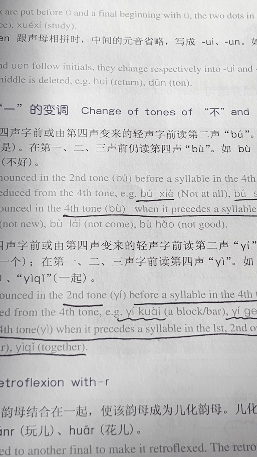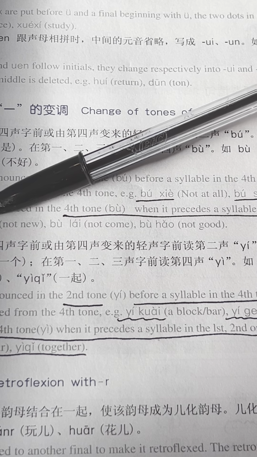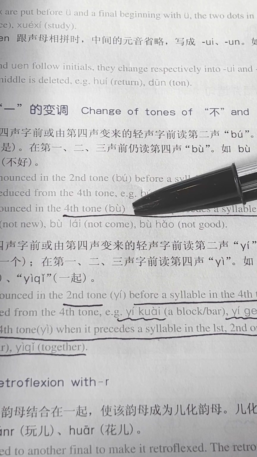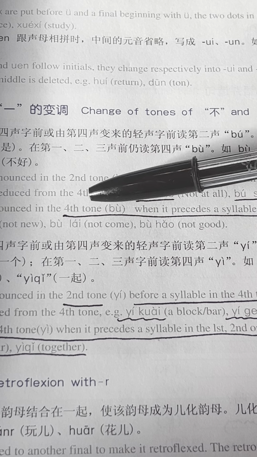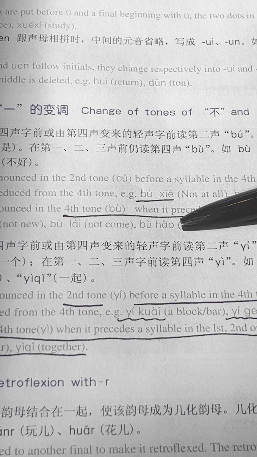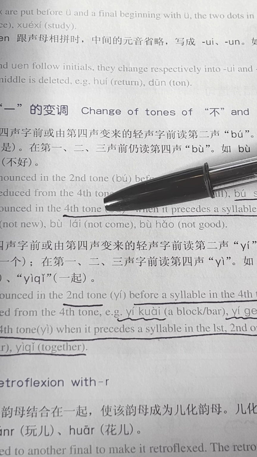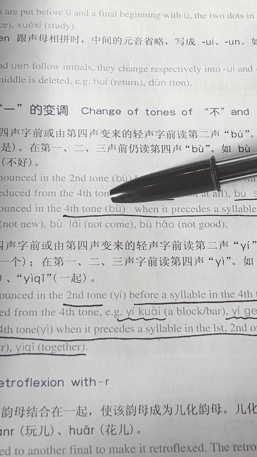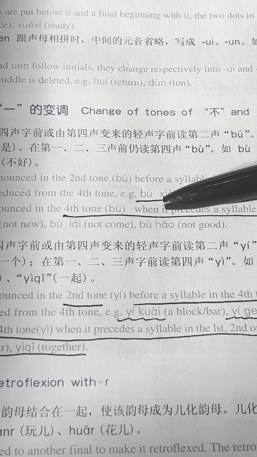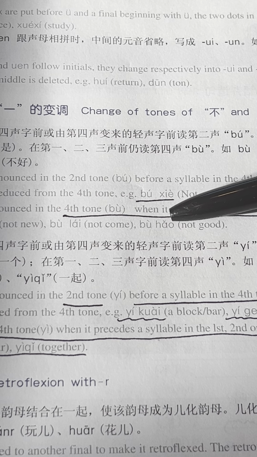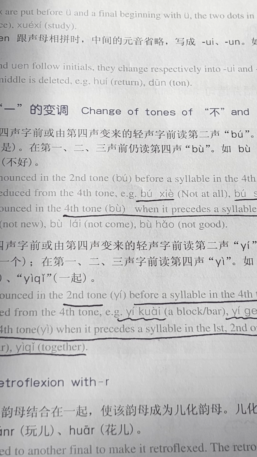But when it's followed by a first, second, or third tone, it's pronounced in the fourth tone, as in 不来, you see here, or 不好. 不来, 老师不来. Teacher is not coming. 他写字写得不好. He wrote characters, but he wrote them very poorly. 不好. Okay, good. And then also pronunciation.